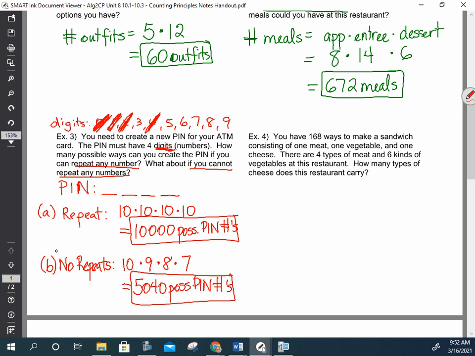All right, example 4. You have 168 ways to make a sandwich consisting of 1 meat, 1 vegetable, and 1 cheese. There are 4 types of meat and 6 kinds of vegetables. How many types of cheese does this restaurant carry?